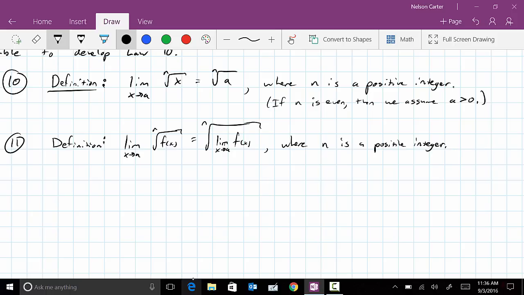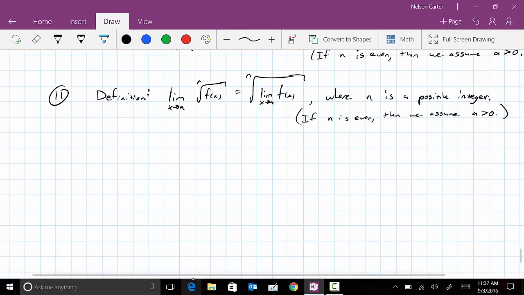But just the same, if we say that a is positive, then that's going to take away the possibility that this value is negative. Remember, if the value is negative and it's underneath an even root, then we have a complex number or something else. So we have to make sure that we make this little statement. If n is even, then we assume a is greater than 0. Okay.